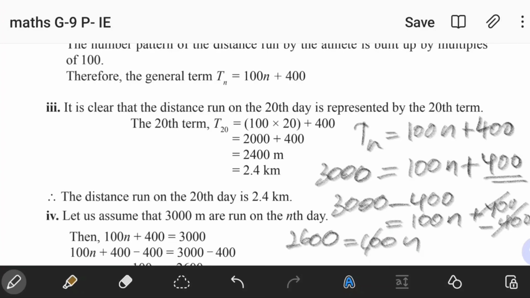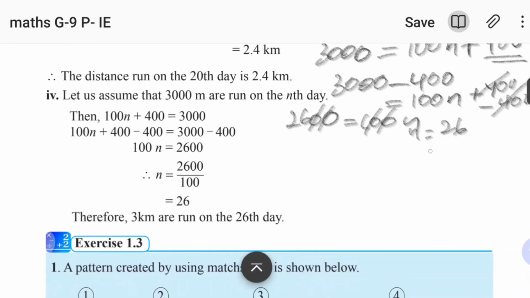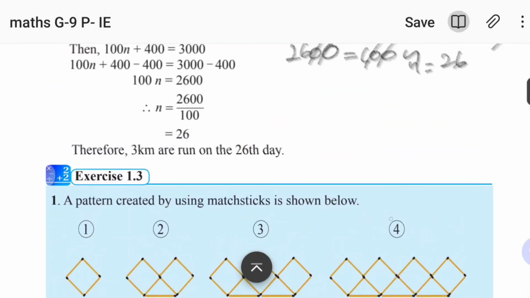And then to get 100, you can just divide it by 100. So n will be 26. So he will be running 3 kilometers on the 26th day. That's what it means. Pretty easy.